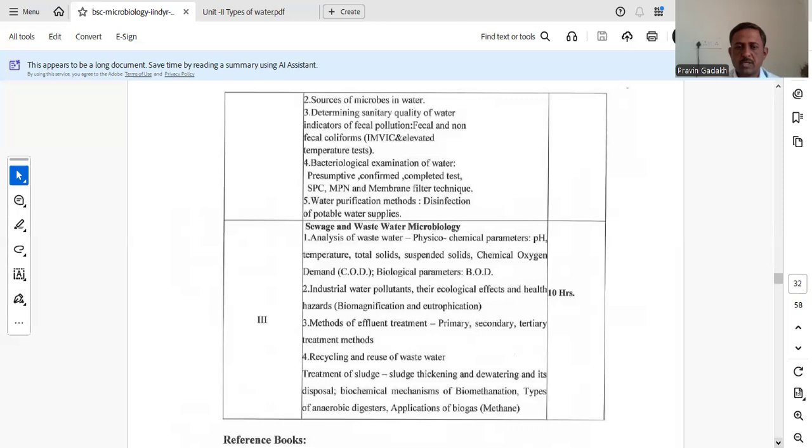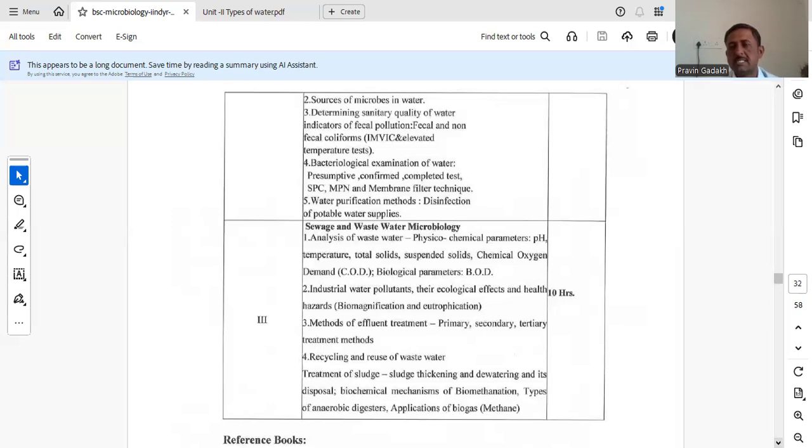Last, we have to discuss the recycling and reuse of wastewater: how, by using different treatment methods, we can make wastewater usable for agricultural or industrial purposes. In that, we have to discuss the treatment of sludge, thickening and dewatering, and its disposal methods, the biochemical mechanism of biomethanation, types of anaerobic digesters, and their application in biogas production.